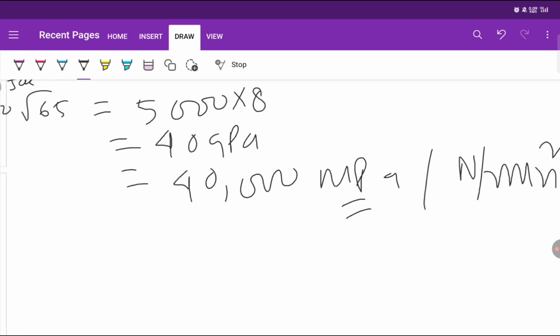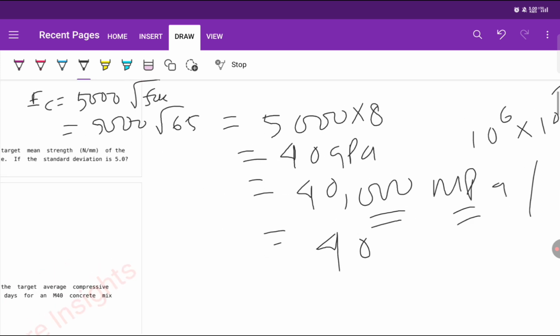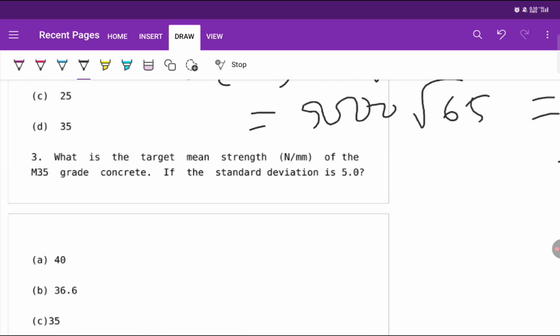If we convert megapascal to gigapascal, megapascal means 10 to the power 6, and gigapascal is 10 to the power 9, so we divide by 10 to the power 3. So we have 40 gigapascal, right? Now coming to the next question. So option B is the correct answer.